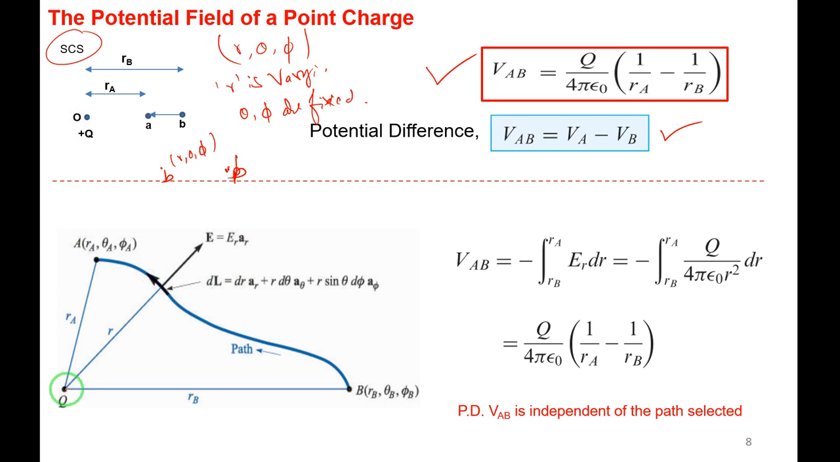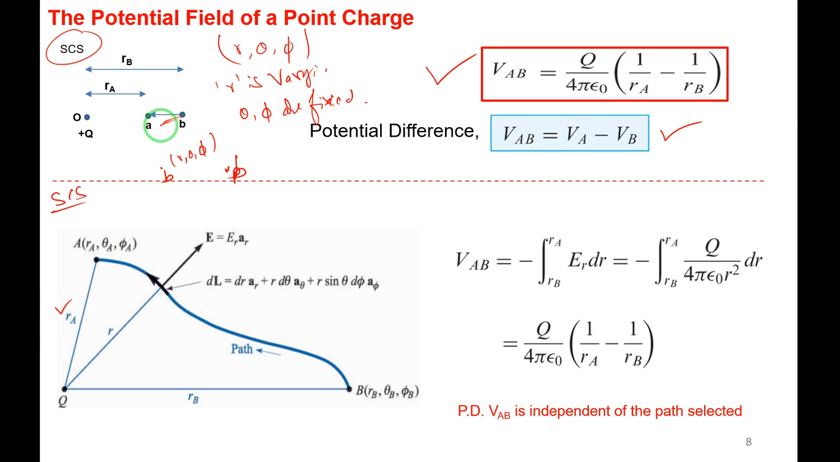So point charge Q is here, so point A is located here, and the coordinates of point A, if I consider a spherical coordinate system, are r, theta and phi, but since it is point A, we will call it RA, theta A, phi A. And the distance from this charge to point A is RA, right? I hope you understood this.